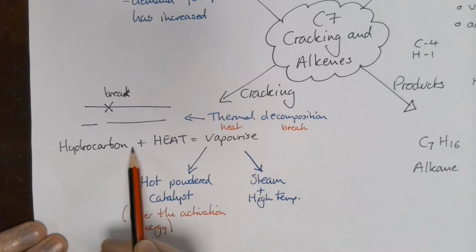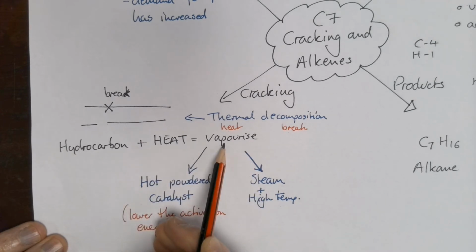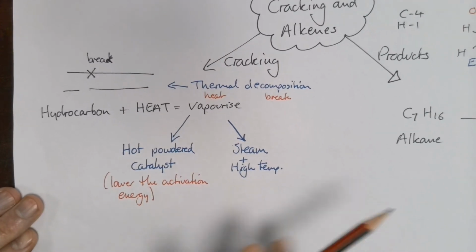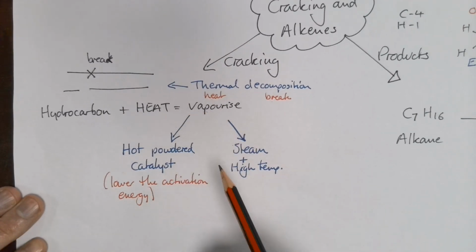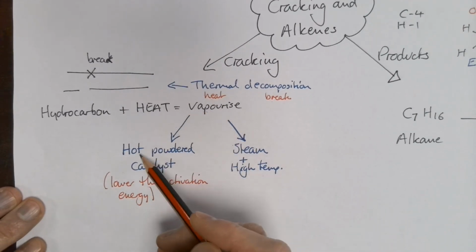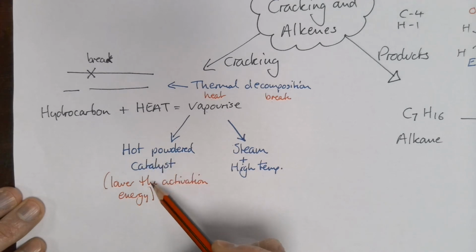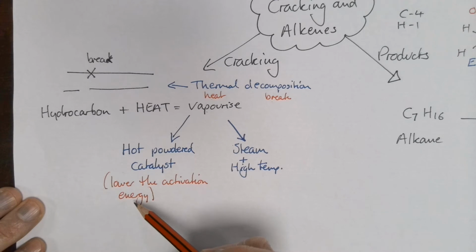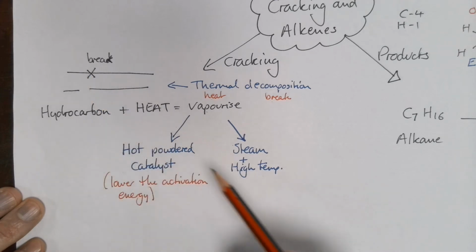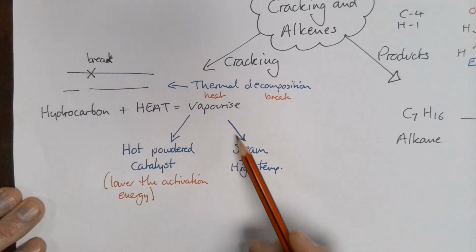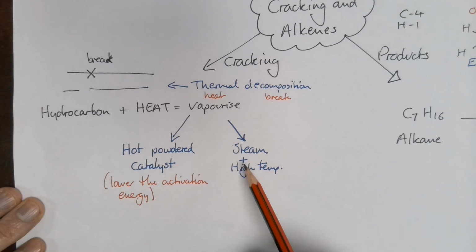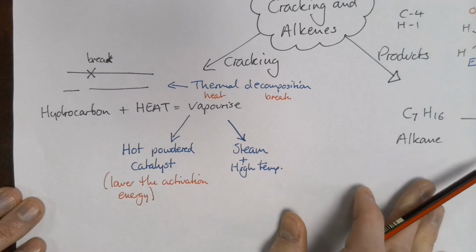So you take your hydrocarbon, you heat it up, and that causes it to vaporize, which means it goes into a gas. And then once you've vaporized your hydrocarbon, you can do one of two things. You can either mix it with a hot powdered catalyst, and this will lower the activation energy, so your molecule is more likely to break at lower temperatures. You can then also react it with steam, and this has to be at a high temperature, and this also causes the molecules to break.